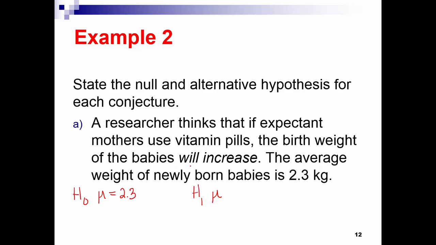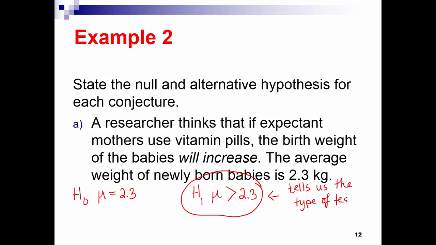She's interested in seeing if the birth weight will increase, so if the average weight will be greater than 2.3. So that would be our null, and this would be our alternative. Now, as I mentioned in class, the alternative tells us the type of test. If it's mu greater than, it's a right-tailed test.